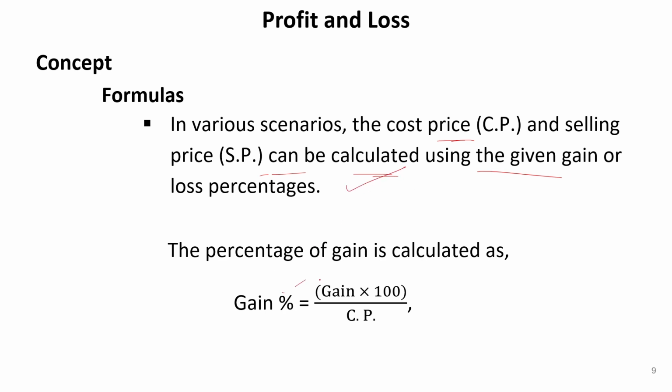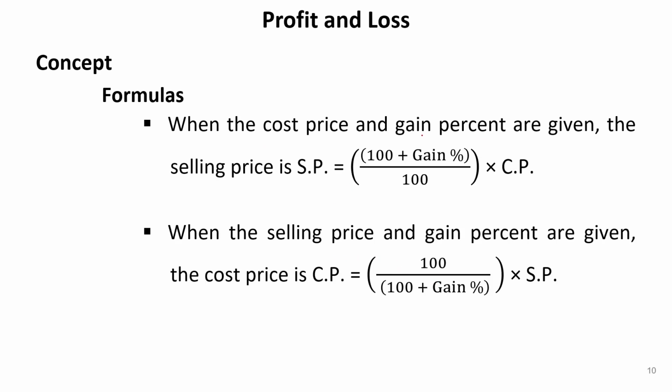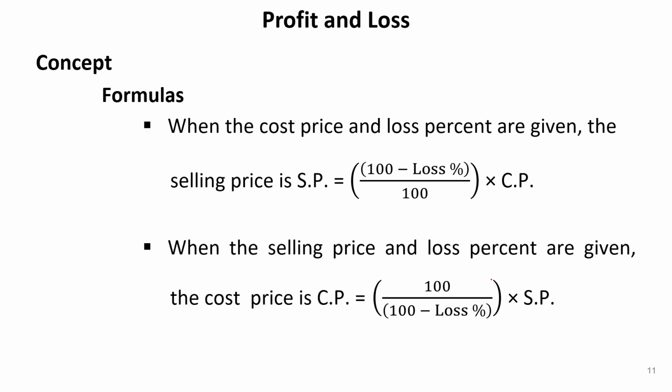Okay, so gain percentage is equal to gain into 100 by CP, right? So when the cost price and gain percent are given, the selling price SP is equal to (100 plus gain percent) by 100 into CP. This is the formula we will use. So when the selling price and gain percent are given, the cost price will be equal to 100 by (100 plus gain percentage) into SP.